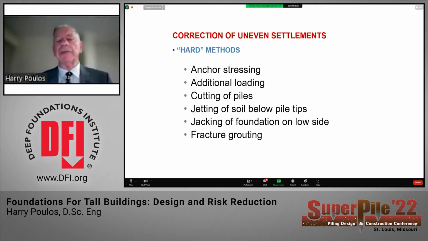Now, I mentioned hard methods, and these are methods really where you actually apply some sort of load or stress to the structure itself. For example, you might try anchor stressing so that you pull down the high side of the building that's not settling uniformly, or you put additional loading on the high side, or you try and cut the piles so that, again, you try and get the high side to settle a bit more, or you try and jet soil below the pile tips, which I certainly wouldn't recommend, but it has been floated. And you can try and jack the foundation on the low side to bring the low side up, but that unfortunately has its problems because Newton's law says that you have action and reaction, and if you have a soft underlying layer, then you may not be able to jack as you wish, and fracture grouting is also another possibility.